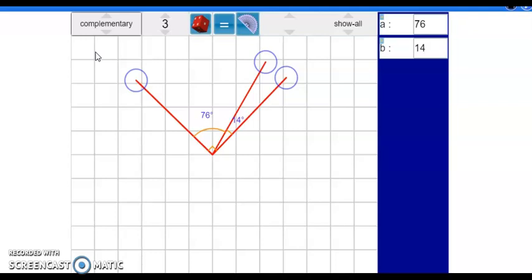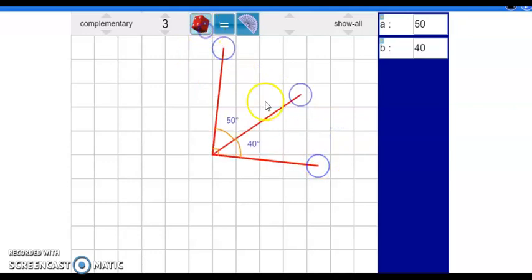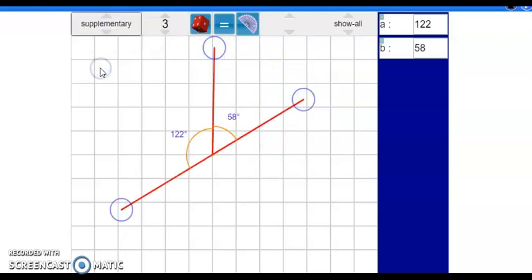And I want you to see if you can get the hang of how complementary angles work. Again, you can get random ones, or you can adjust them yourself. This one's hard to do, but this one, you can move this middle one a bit. And then I want you to do the same with supplementary angles.